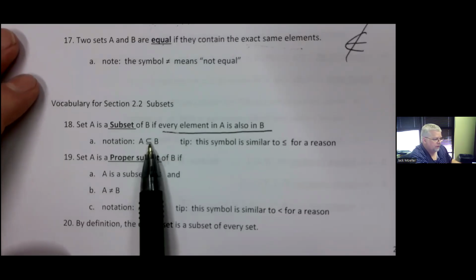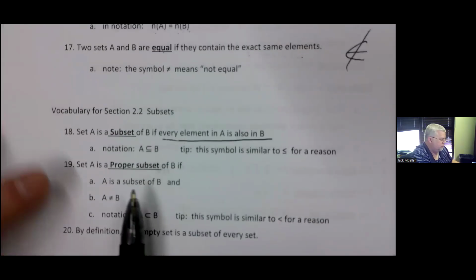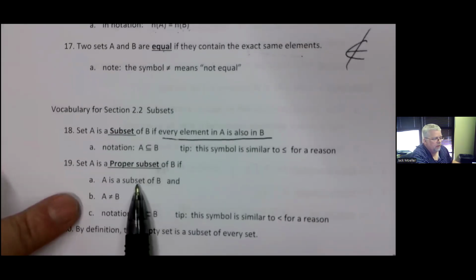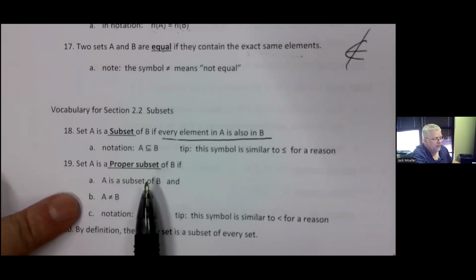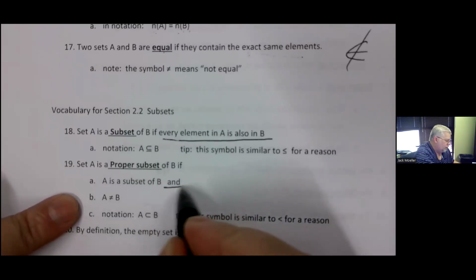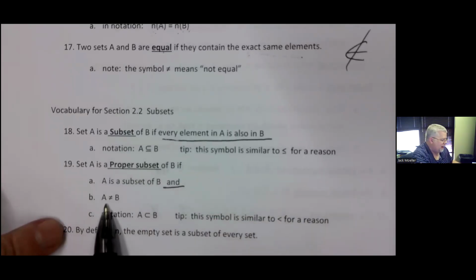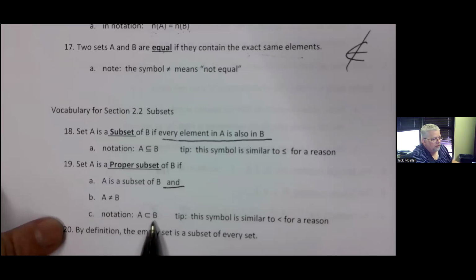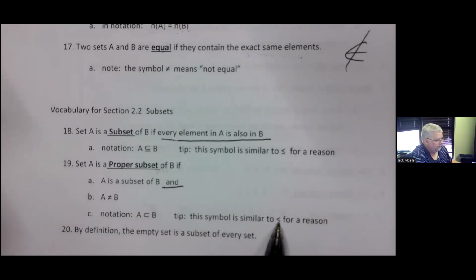Now, a proper subset is one where A is a subset of B, because you can't be a proper subset if you're not a subset to begin with. So every element in A is still in B, and a proper subset has one extra condition: A cannot be equal to B. So the notation for that is that elongated C without the bar underneath. So A is a proper subset of B. And then again, this looks like less than for a reason.